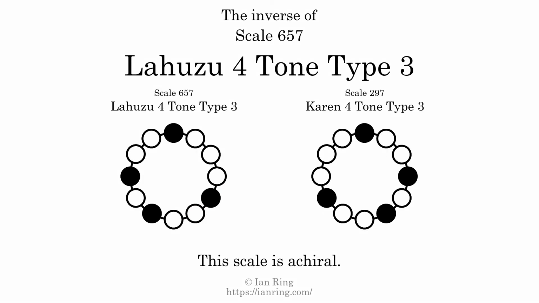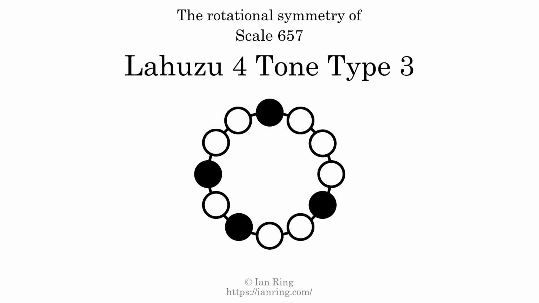The inverse of a scale is a mirror image. It is what you get when the sequence of intervals is reversed. The inverse of this scale is scale 297, also known as Karen 4-tone type 3. This scale is achiral, since it can transform into its own reflection by a rotational transformation. This scale has no rotational symmetry.